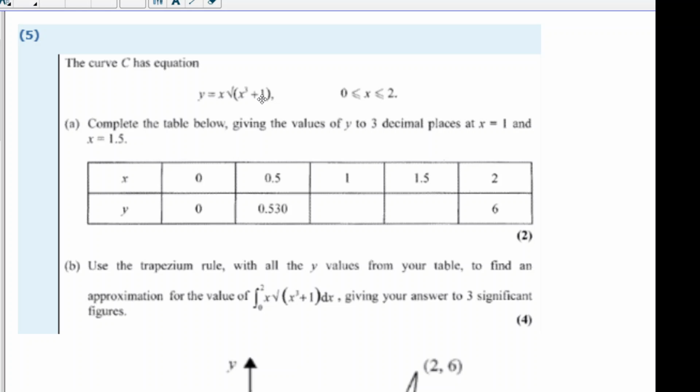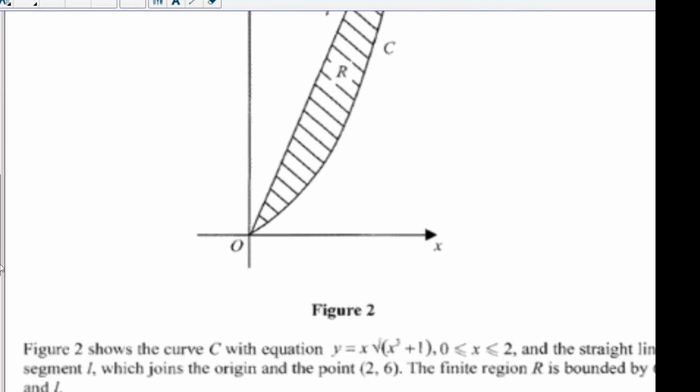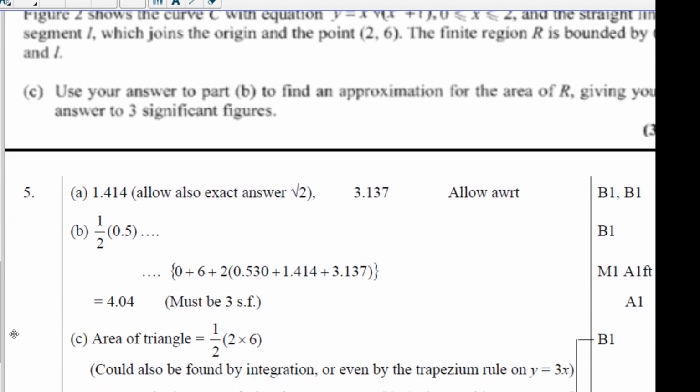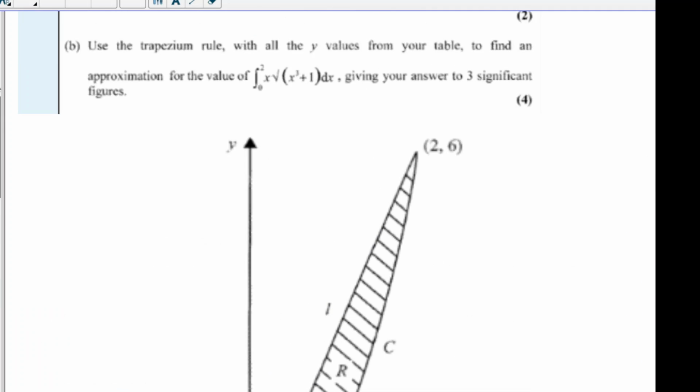1 cubed is 1, plus 1 is 2. So square root of 2 times 1. So you could put square root of 2, but the question says give the value to 3 decimal places. And then you do the same for 1.5 as well. Now, we actually have the answers at the bottom here, so we're just going to look to see. It does say that you should also allow the square root of 2, but if it says to go to 3 decimal places, I would go to 3 decimal places, and then 3.137 as well.